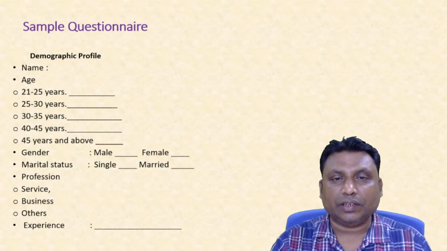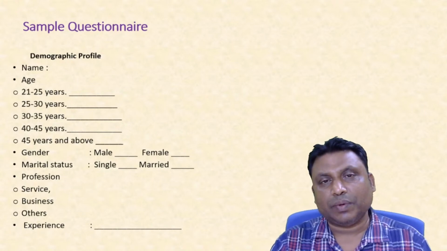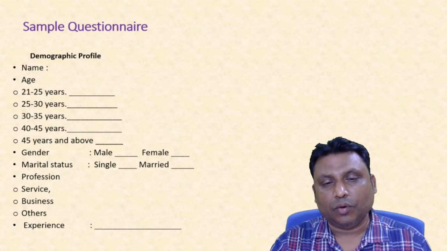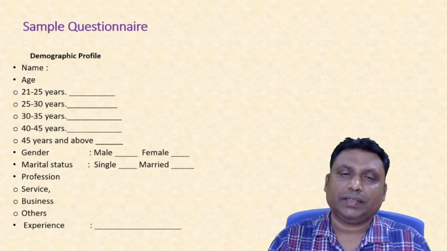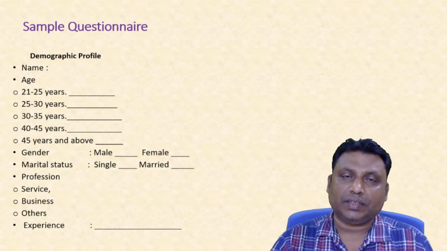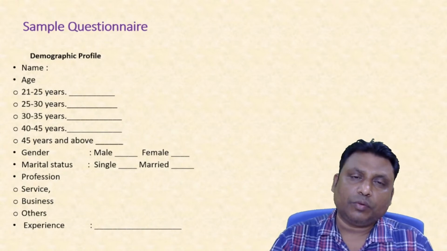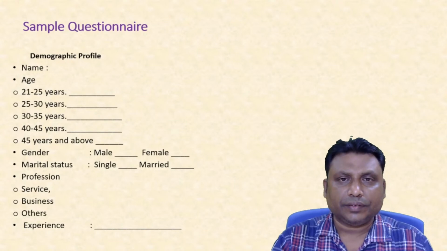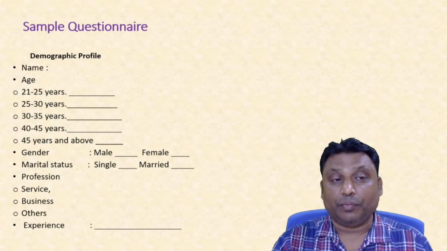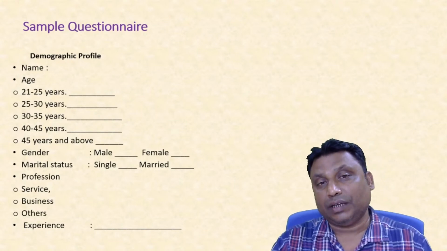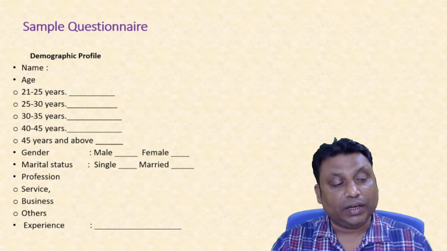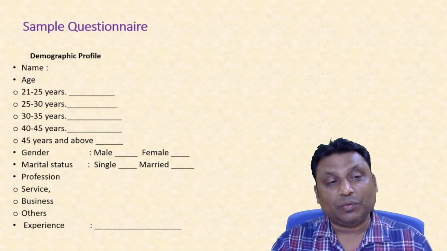Experience, I have not mentioned here. Either you can give the space or you can write 1 year experience, 2 year experience, 3 year experience, 4 year experience, more than 5 year experience. So you have to give the option, they have to put it. Yes or no? And before you go for any questionnaire, or you have to prepare a quality or good questionnaire, at that time what happens?